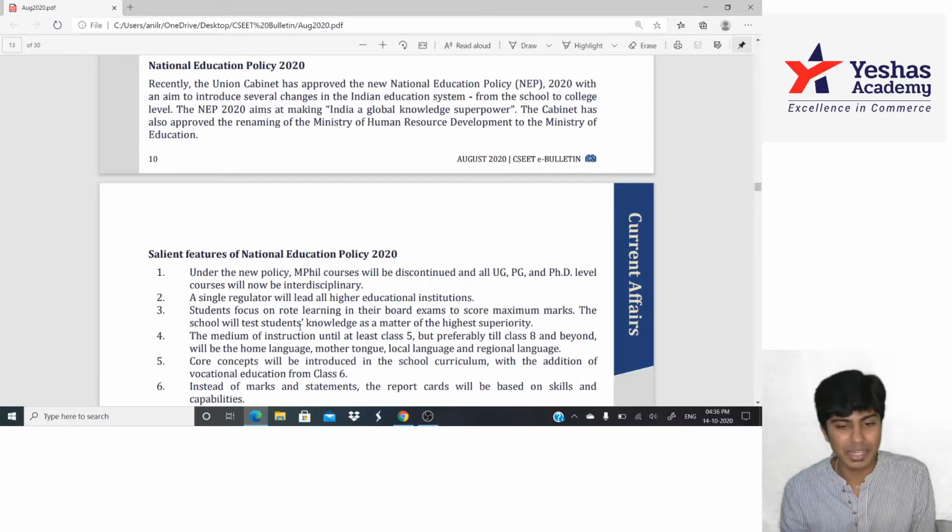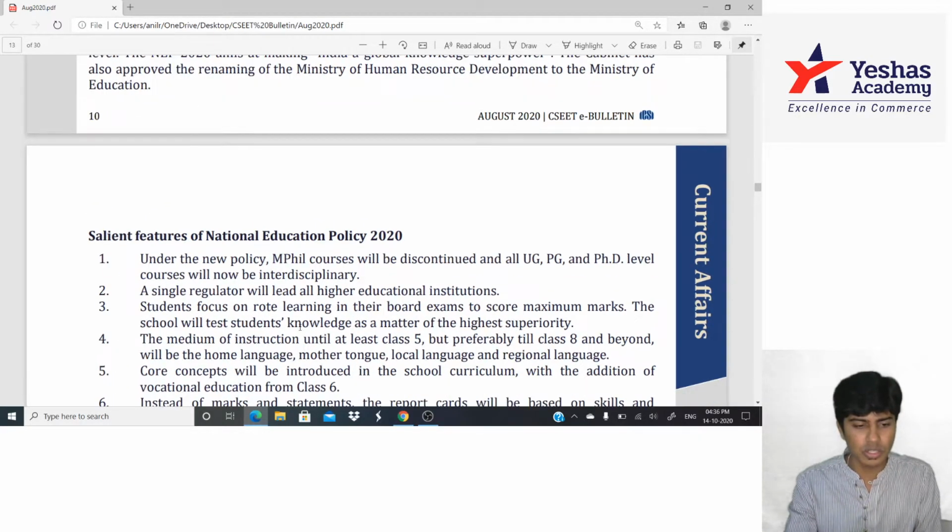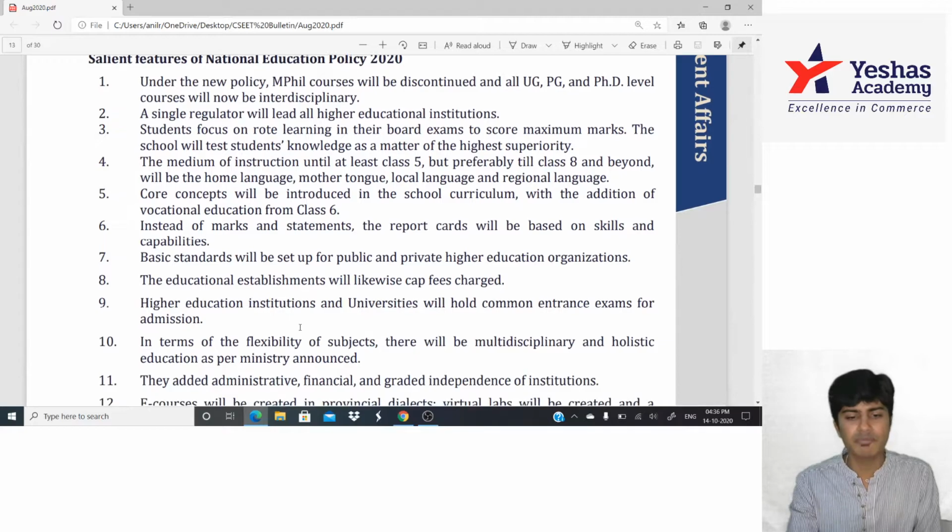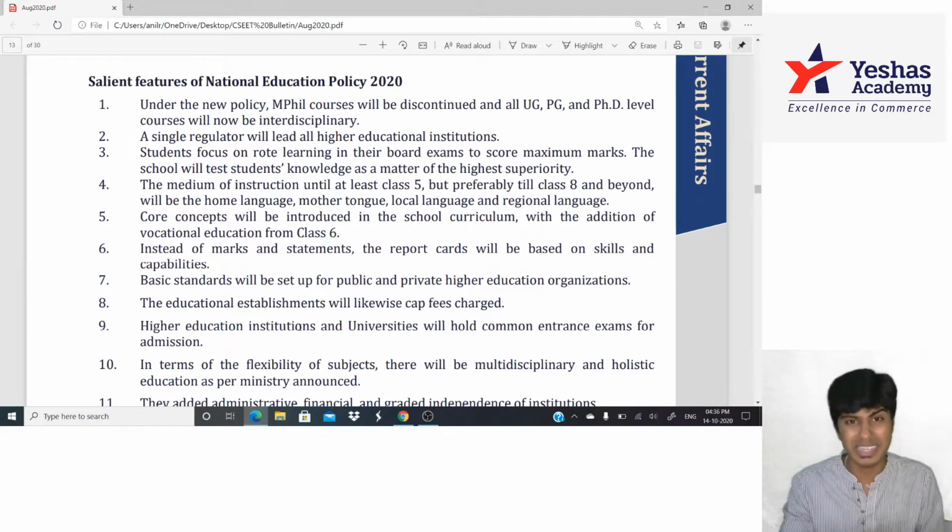Recently, the Union Cabinet has approved the new national educational policy with an aim to introduce several changes in the Indian education system. India, a global knowledge superpower, and all that. That's the objective. Let's quickly go to the salient features. Under the new policy, the MPhil course has been discontinued. MPhil course has been discontinued. There's no concept of Master of Philosophy.